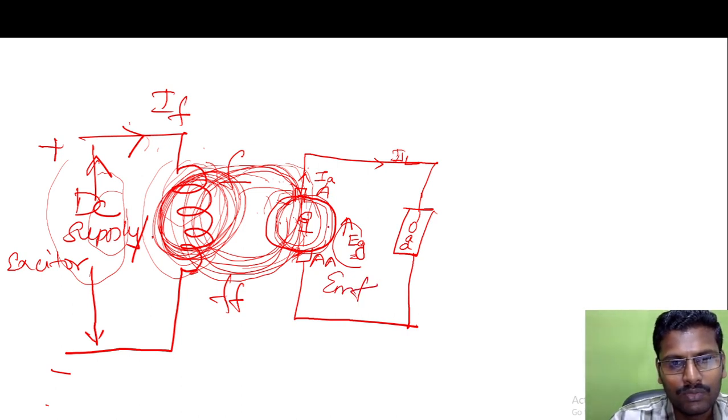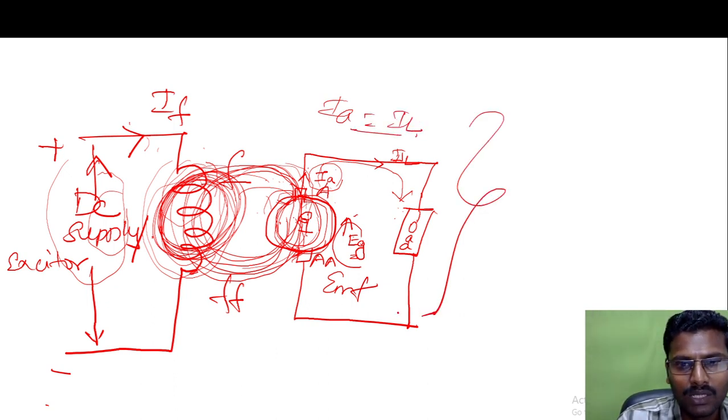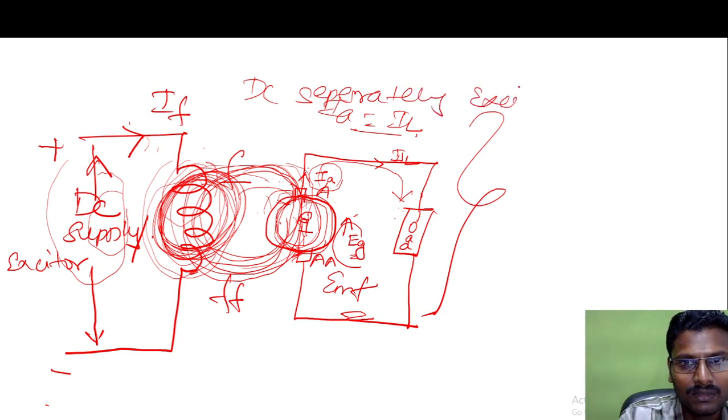So you should keep in mind that we are exciting this field winding with the help of an exciter, right? So the generated EMF will produce a current IA. IA is the current which will flow in the armature conductors, and this IA will be supplied to the load, where the load is connected in series with the armature winding. So the current IA is equal to IL. So this is the basic principle, or the operation, behind the separately excited DC generator.